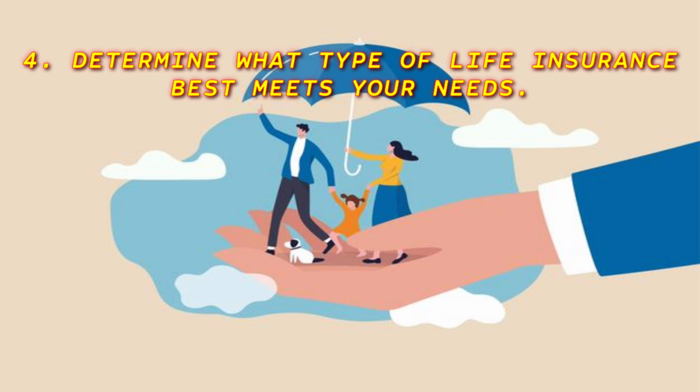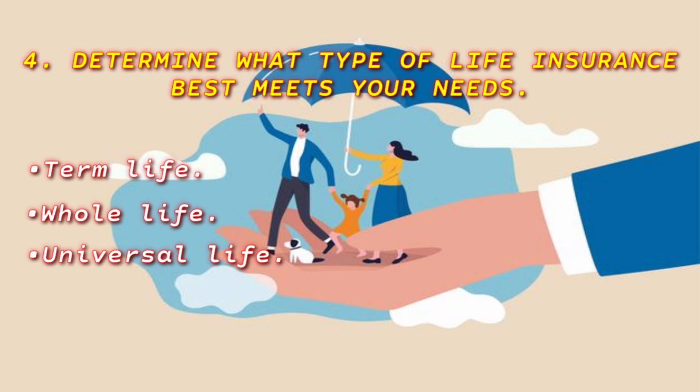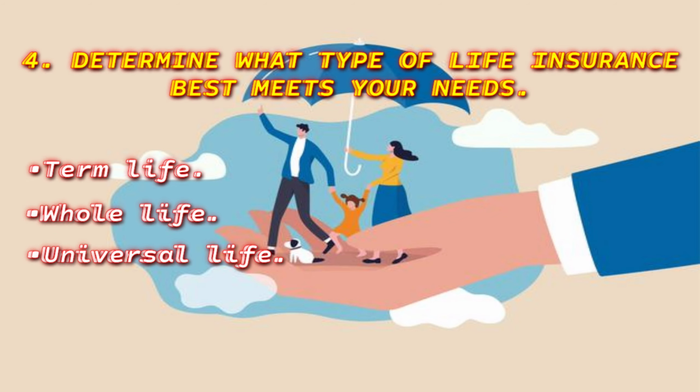4. Determine what type of life insurance best meets your needs. Essentially, there are 3 types of life insurance policies: term life, whole life, and universal life. If you need the insurance for only a specific period of time, or are on a limited budget, a term policy, which has lower premiums, may be a good fit. If, however, you need the insurance for as long as you live and want to accumulate savings, a whole or universal policy may be a better choice.